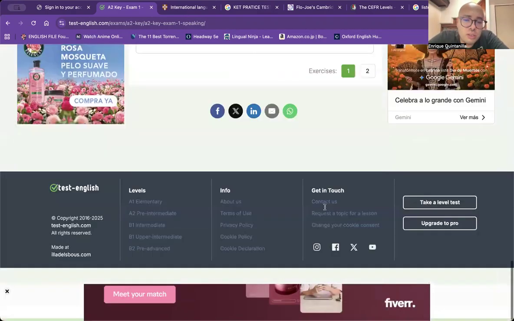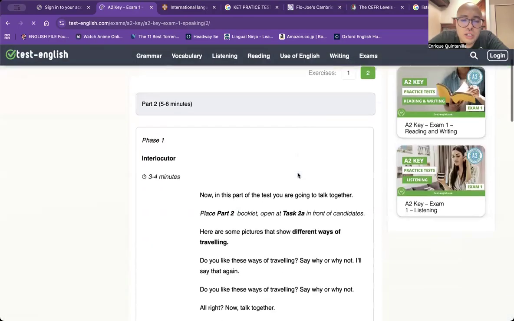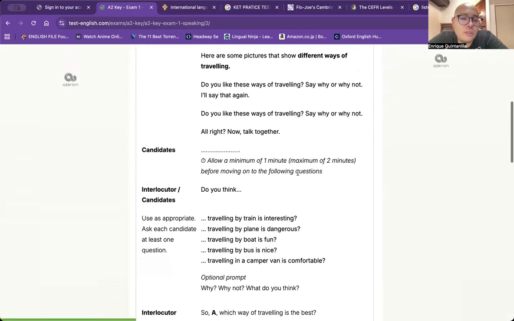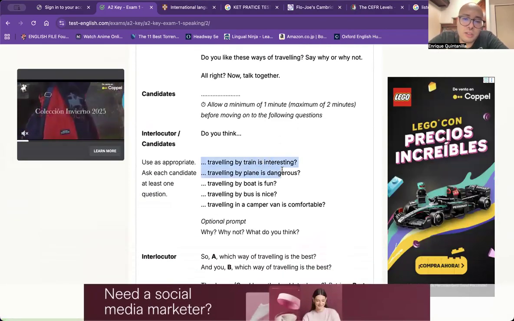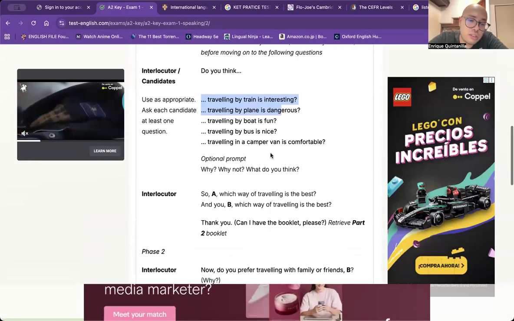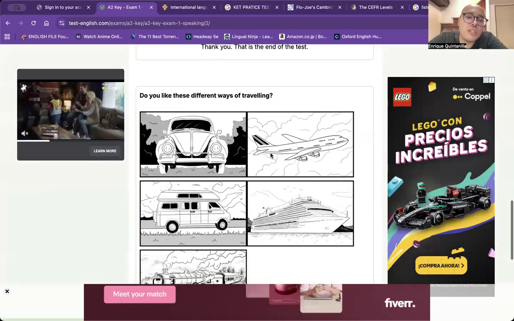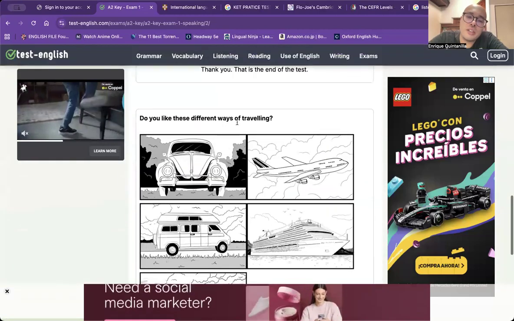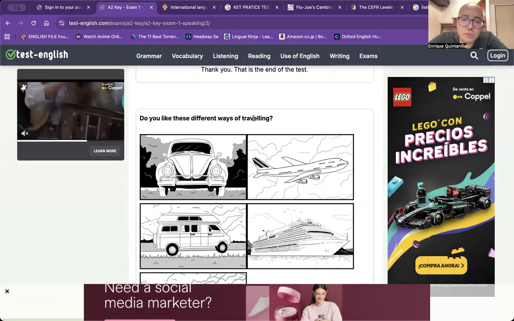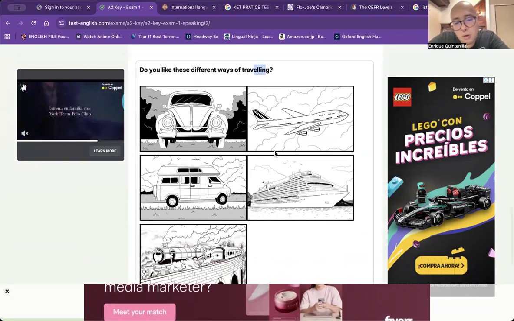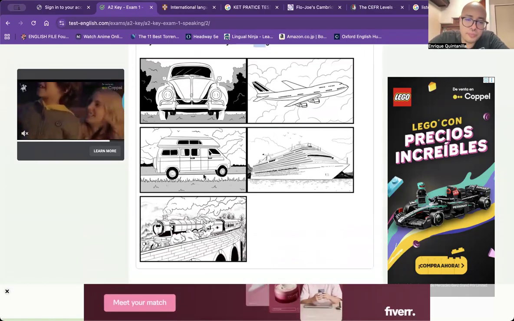This is the first part. The second part is a pair work activity. So what do you think about this? For example, traveling by train is interesting, things like that. So please have a look at that. For example, there's an activity in pairs or in groups. Do you like these different ways of traveling? Say yes. Why not? Okay.